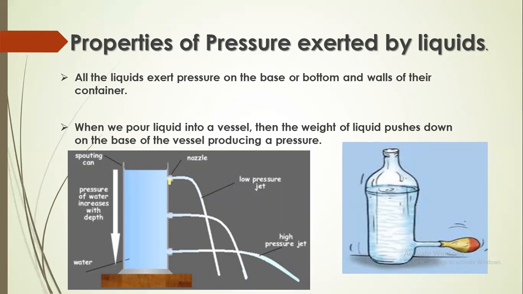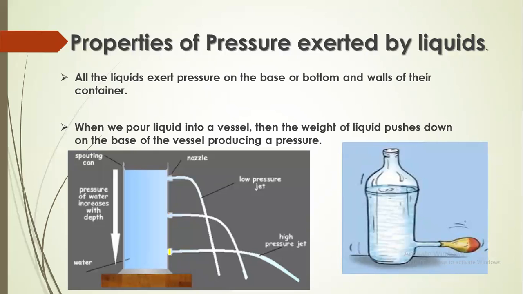Now, if we make a hole at the top of this container, what will happen? The water will come outside with very low pressure. If we make a hole in the middle, the speed will be medium. And if we make the hole at the bottom, there will be a high pressure jet.